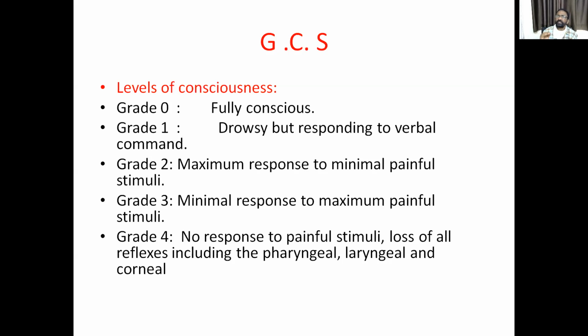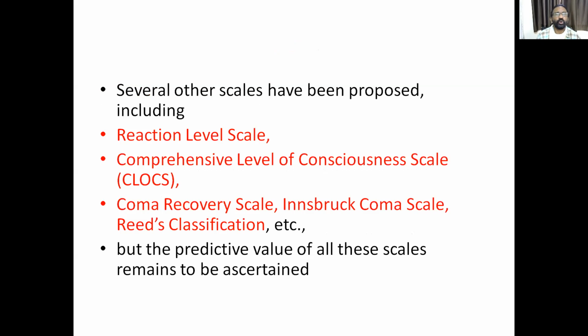In the semi-comatose condition, the reflexes are intact, but he responds to the painful stimulus. Grade 3 is a comatose condition, where he is not responding to the painful stimulus, but reflexes are intact. There is no respiratory depression. Grade 4 is a comatose condition where he has lost all the stimulus responses and respiratory depression is also present. This is the Glasgow coma scale.